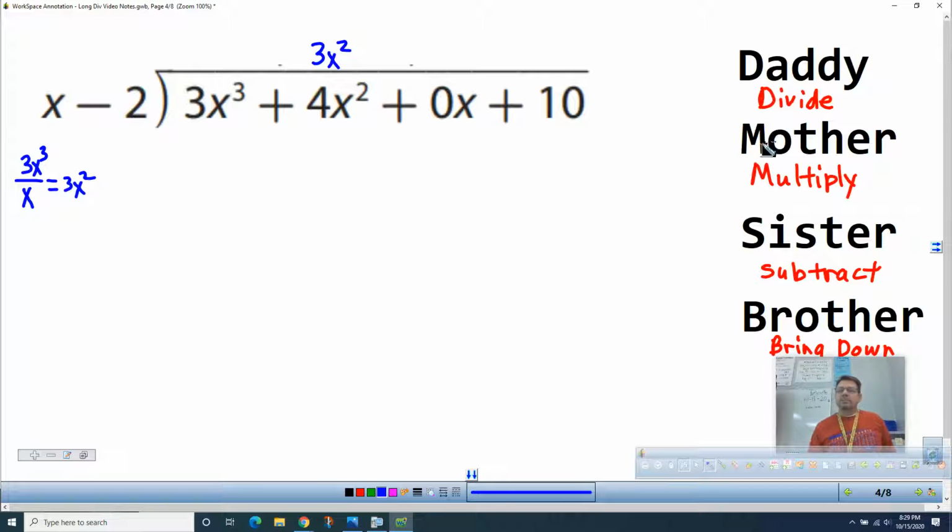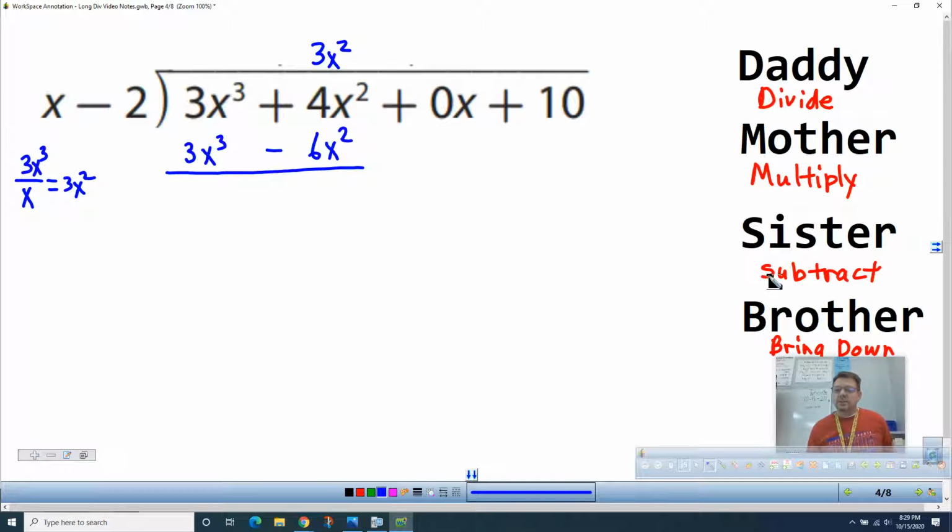Next is mother, multiply. So let's multiply 3x squared times everything here. 3x squared times x is 3x to the third. 3x squared times negative 2, well, that's negative 6x squared. See, keeping my like terms lined up.